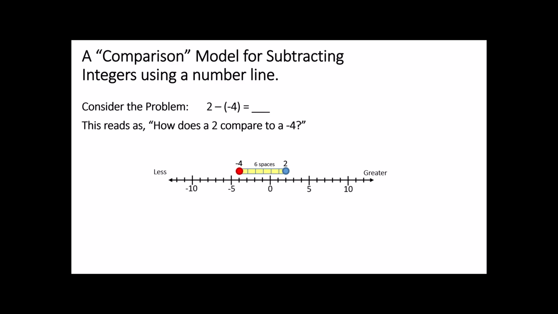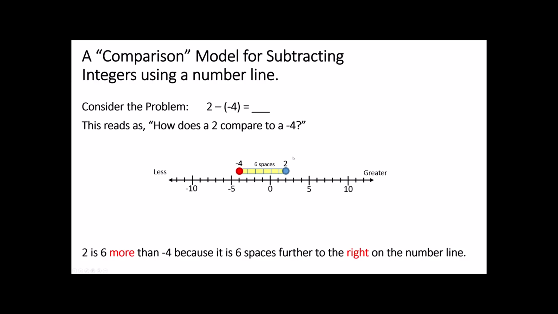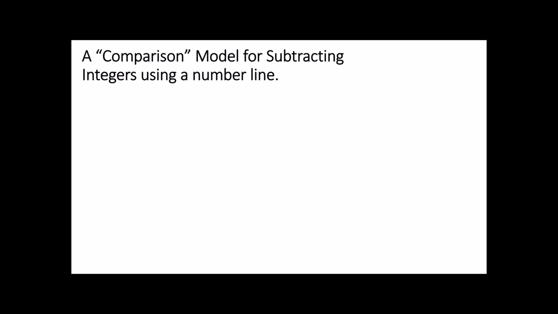Notice that when we're comparing a 2 to a negative 4, the 2 is larger than a negative 4. It's larger. It's farther to the right. So it's going to be 6 spaces further to the right, or positive 6. A 2 is 6 larger than a negative 4.